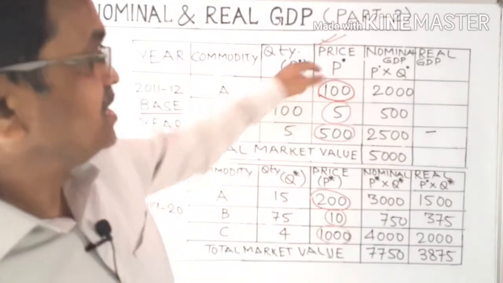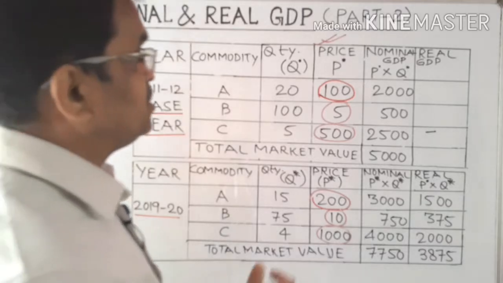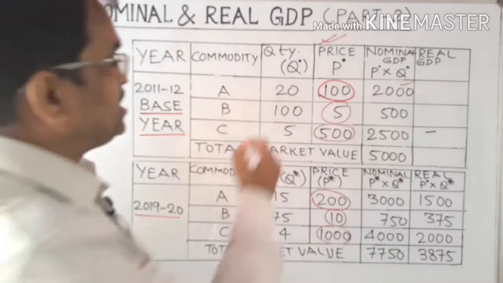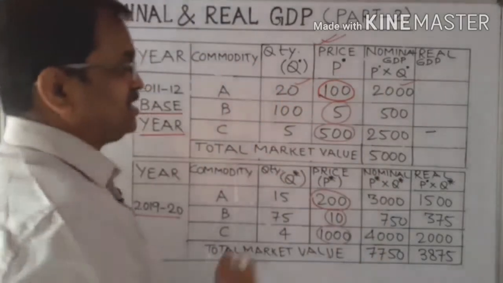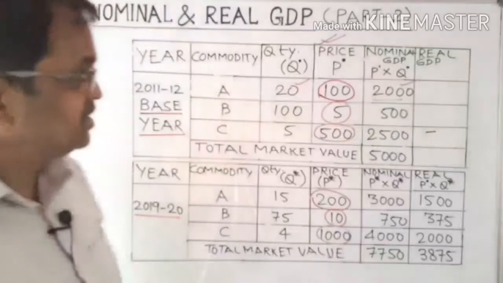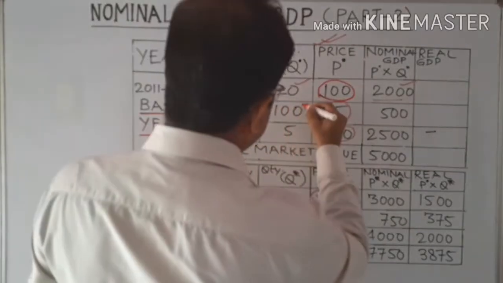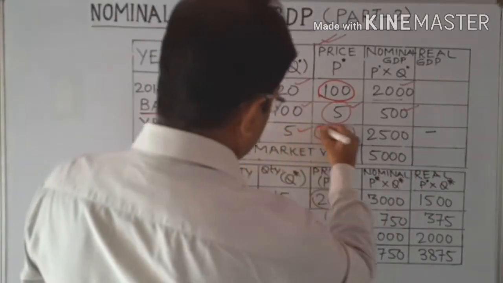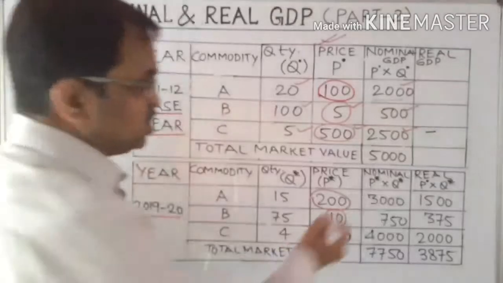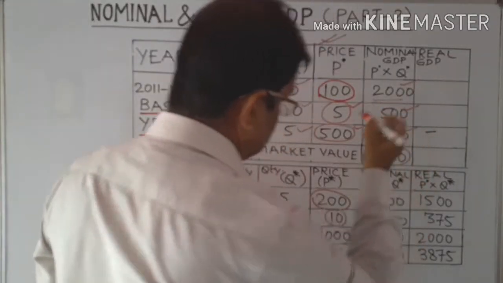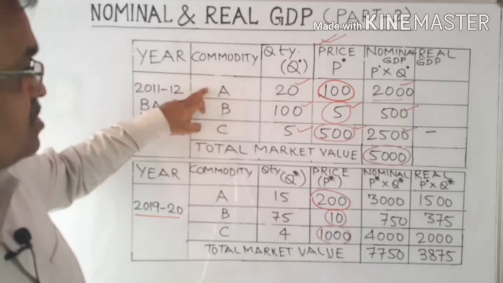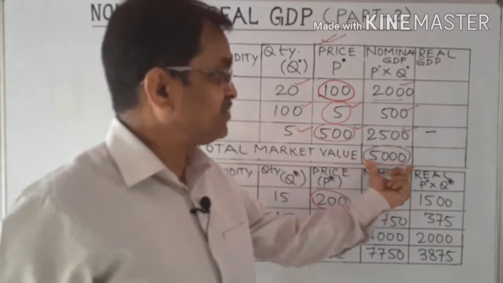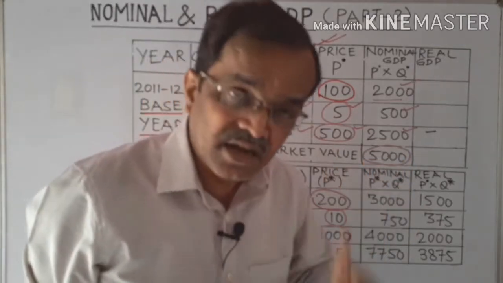At this price in the current year 2011-12, what is the value of commodity A? 20 units at 100 per unit. Total figure is 2000. Similarly, the value of commodity B is 100 into 5, that is 500, and commodity C is 5 into 500, that is 2500. The total value in the market of commodities A, B and C for the year 2011-12 is 5000. It is GDP at current prices.